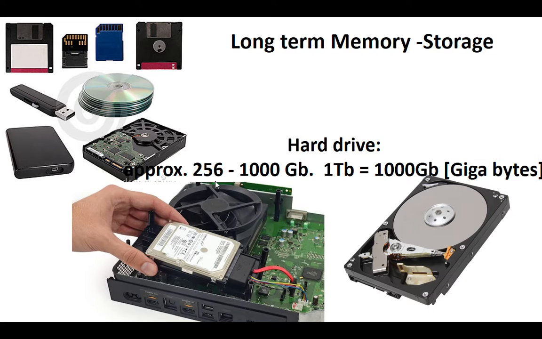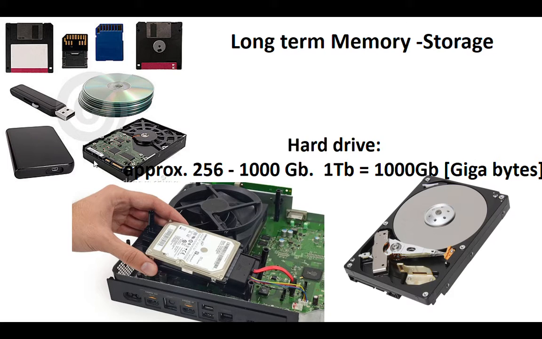And this is when we talk about approximately 256 to 1,000 gigabytes. So often we'll say we have a 500 gigabyte hard drive. That's your long-term storage. Or 1 terabyte is 1,000 gigabytes. So here's different forms of long-term storage. In the past, there were floppy disks. Then it went to USB thumb drives.